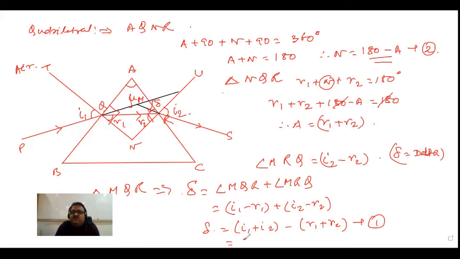Now, if I put the value of R1 plus R2 in this equation, I will get the relation delta is equal to I1 plus I2 minus A. So this is the technique of calculating the value of deviation when a light ray passes through a prism. Is that clear to you? Okay. So this is a very, very important one. Please pause the video and check the calculation again. And then I'm going to tell you something very important related to this.